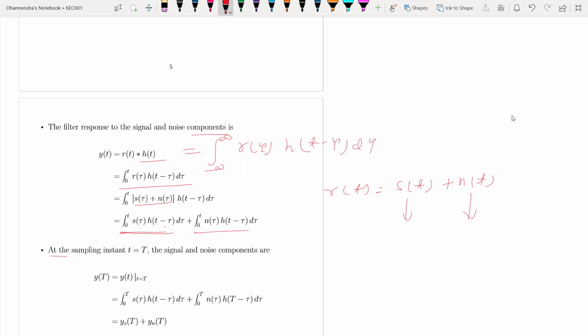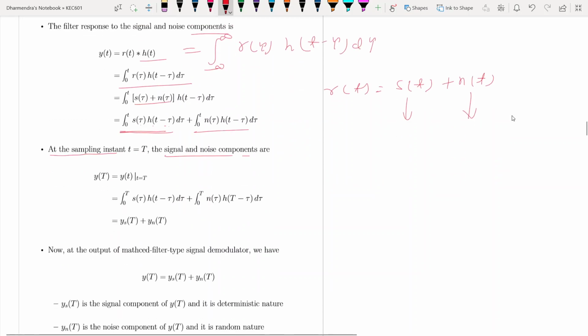Okay, so at the sampling instant t is called the signal and noise component. So substitute t equal to capital T, so here it will be capital T like this. This part is the signal part and this part is the noise part at the output of the filter.